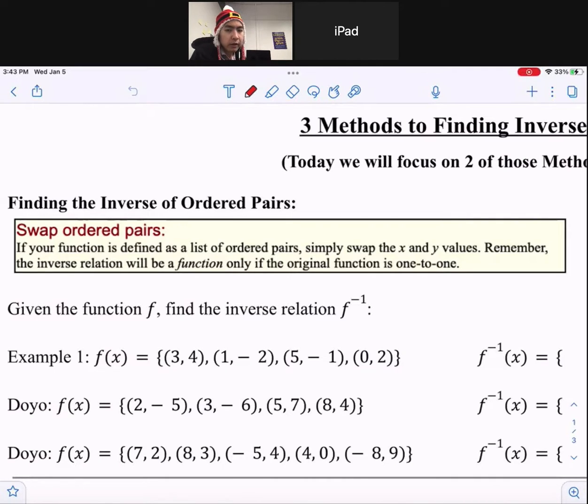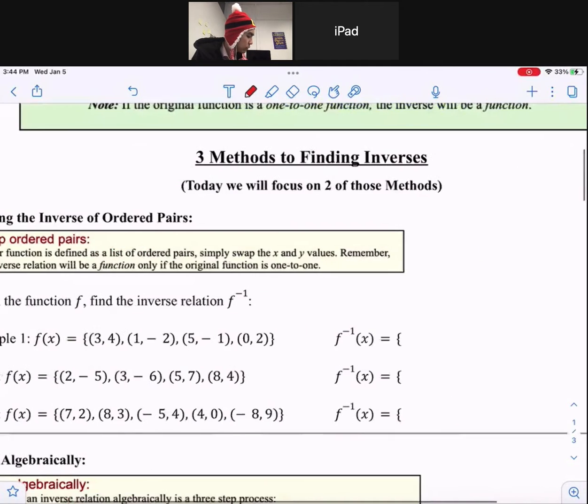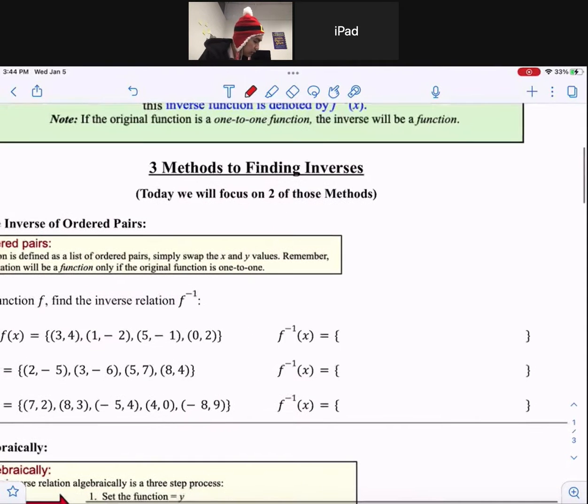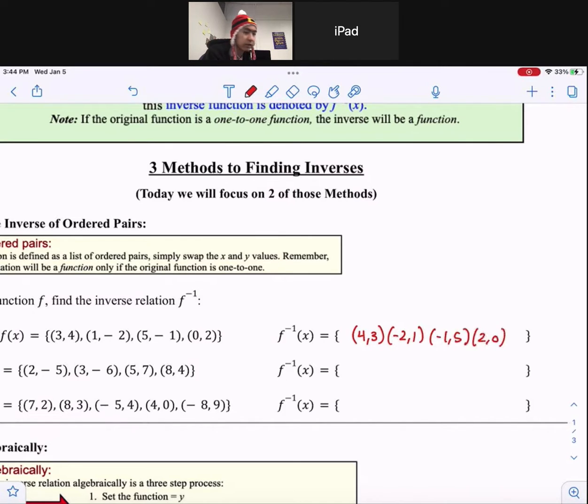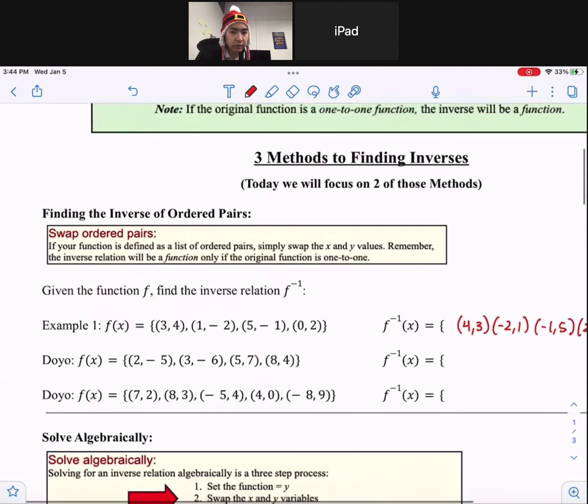So here's an example, you guys, where we have a function and it's composed of these points. Now to find the inverse relation of those points, all you have to do is switch the x and the y coordinates. So since this is (3, 4), for the inverse function there will be a point at (4, 3), and (-2, 1), and (-1, 5), and (2, 0). So that is the relationship between the original function and the inverse function. All of the x and y coordinates get switched.